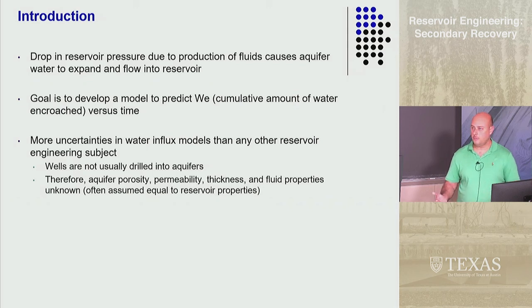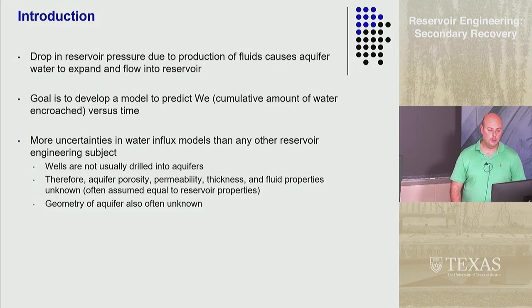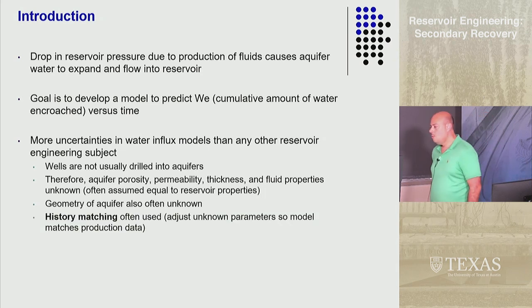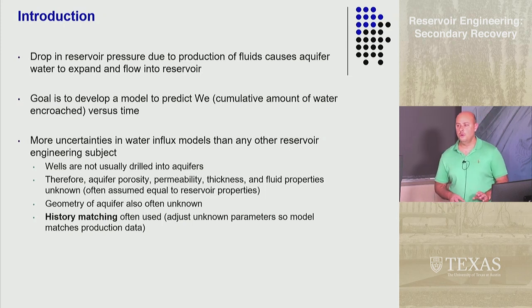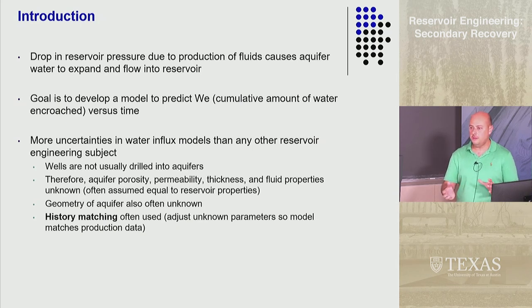Therefore, things like permeability, porosity, thickness are not known very well. Compressibility of the water and the geometry of the aquifer are often not known. And so what we often do is assume that the same properties of the reservoir apply for the aquifer. So there's the same thickness, the same porosity, and that may or may not be a good assumption. But there is another procedure called history matching, which means that we make our prediction, then we start to produce fluids, and we see if our model matches what we're actually getting out. And if it doesn't, we tweak the model to match our actual production. So we call that history matching.